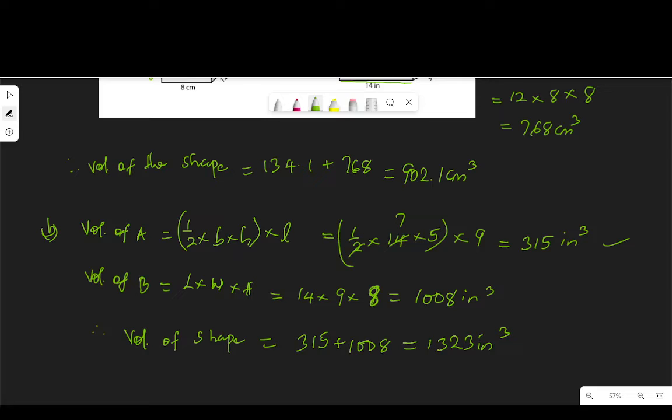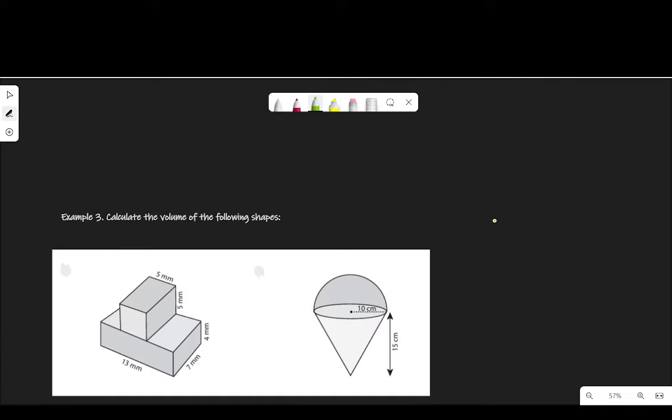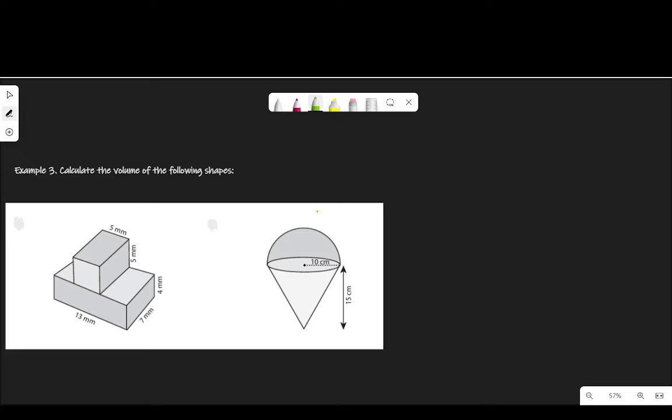Okay, that is that for example 2. Let's have one more example left. Example 3 is right here. Again, let me label this as A and this as B. For A, I have a prism right here on top, which is a rectangular prism or a cuboid. I have the same rectangular prism at the bottom. So the volume of A plus the volume of B will give us the volume of this shape.